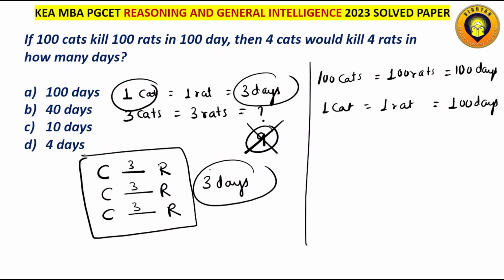See, compare this with the previous assumption. If one cat kills one rat in 100 days, then 100 cats will kill 100 rats in how many days? 100 days only. This is how we got correct. Now, therefore, you can say 4 cats will kill 4 rats in how many days? In 100 days only. So, the answer is option A, 100 days.